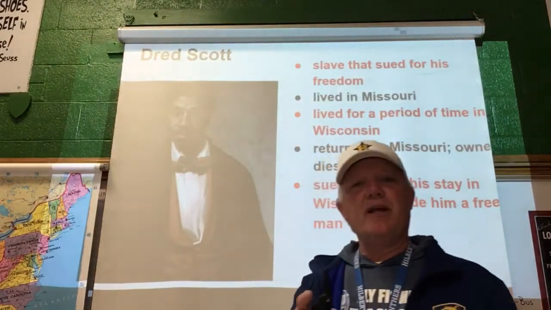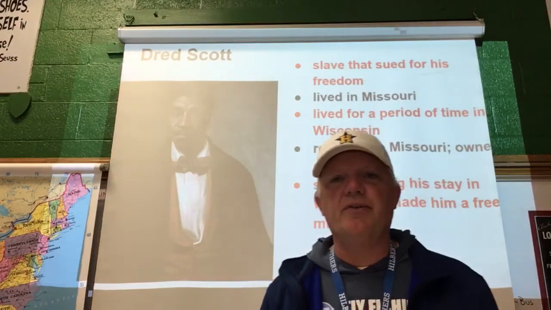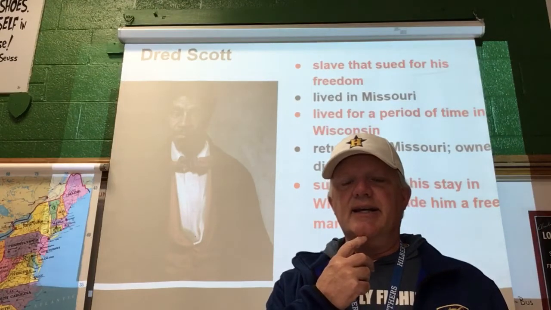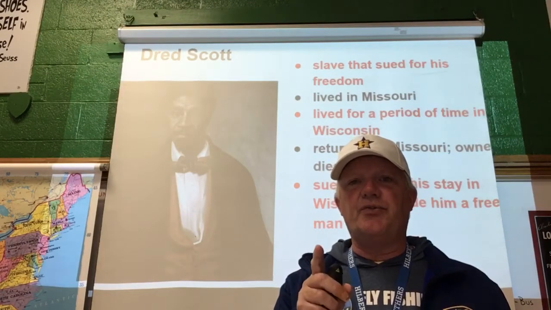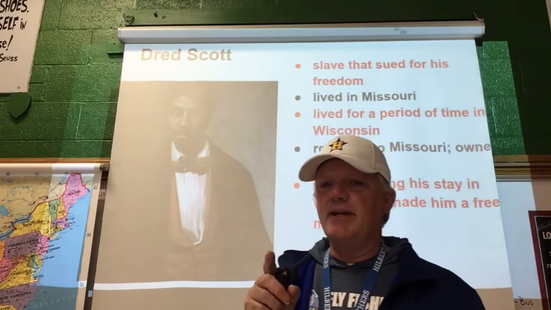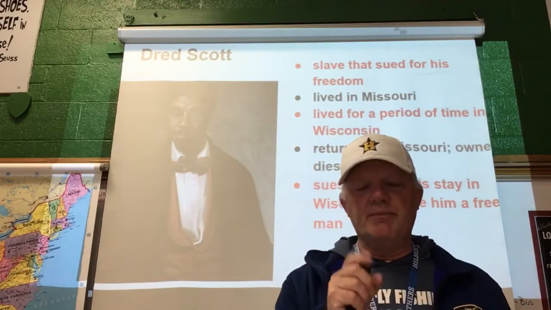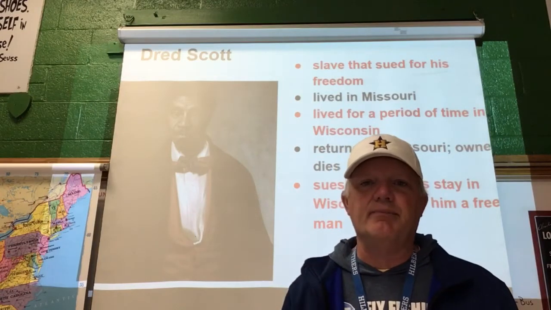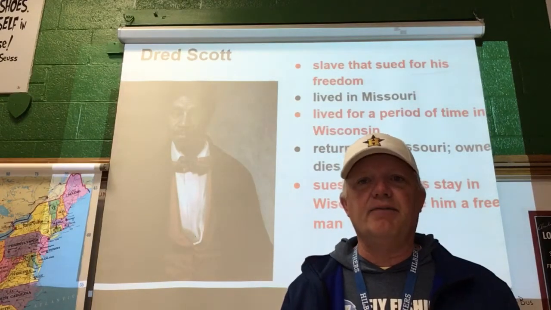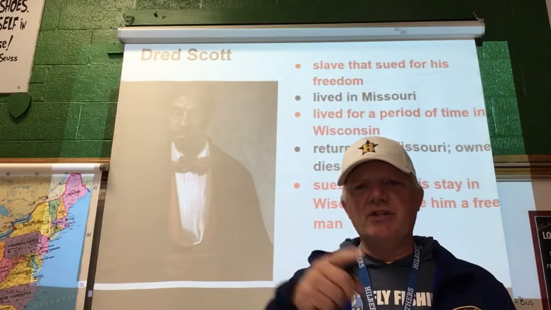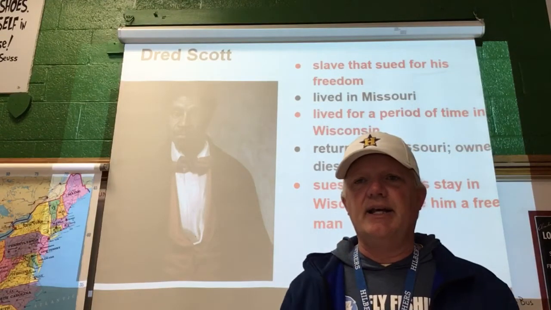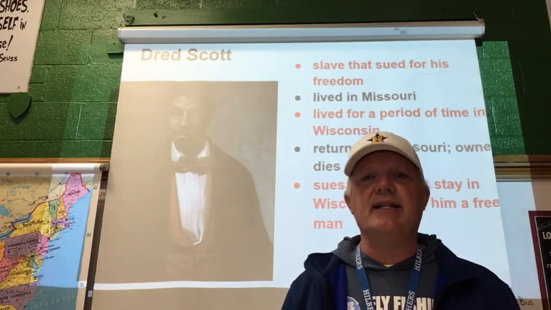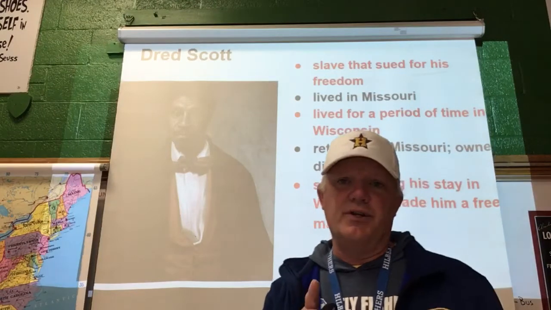So now, this next issue is going to involve a gentleman by the name of Dred Scott. Dred Scott was a slave, and he sued for his freedom because his owner, who lived in Missouri, moved to Wisconsin for a period of time and took Dred Scott with him. Wisconsin was a free territory. They then returned to Missouri and Dred's slave owner died, and that is when Dred Scott decided that he was going to sue for his freedom.